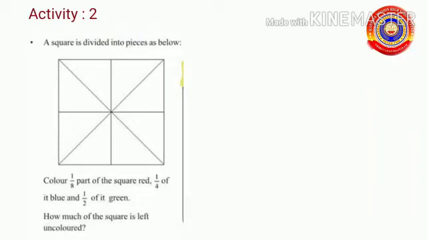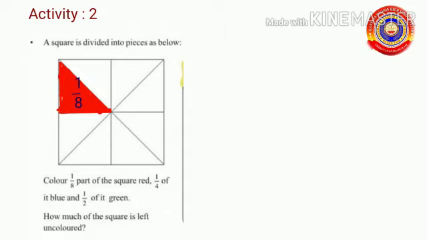Now next activity, activity number 2. A square is divided into pieces as below. Color 1 by 8 part of the square red, 1 by 4 of it blue and 1 by 2 of it green. How much of the square is left uncolored? Here, this square is divided into 8 equal parts. Then, each small portion is equal to 1 by 8. Now color 1 by 8 part of it red. Then, next we have to color the 1 by 4 part blue.